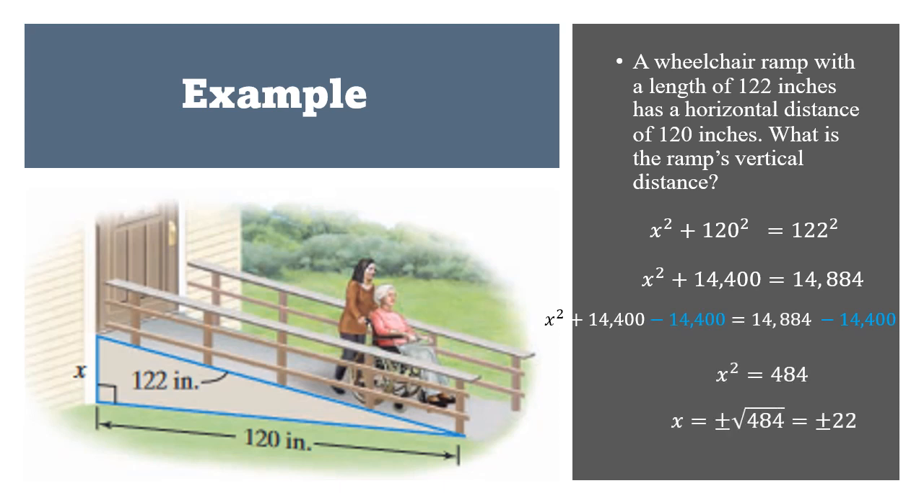Now, definitely, we're going to take x as positive 22, and that's the ramp's vertical distance. So x equals 22 inches.